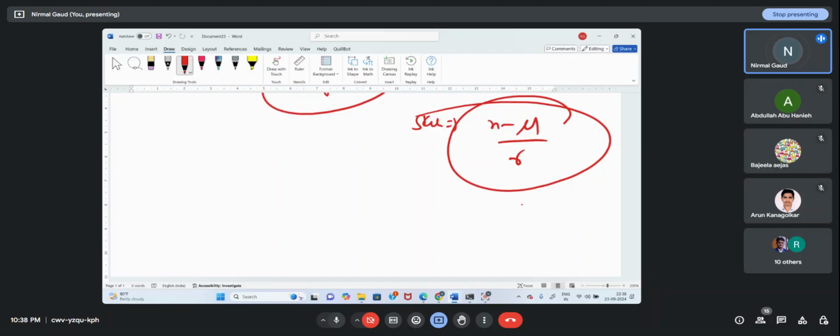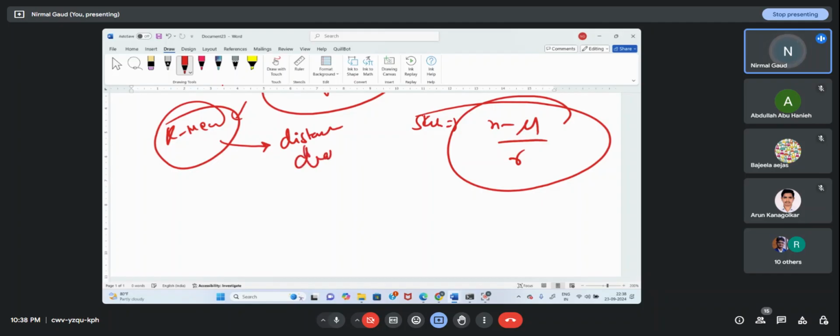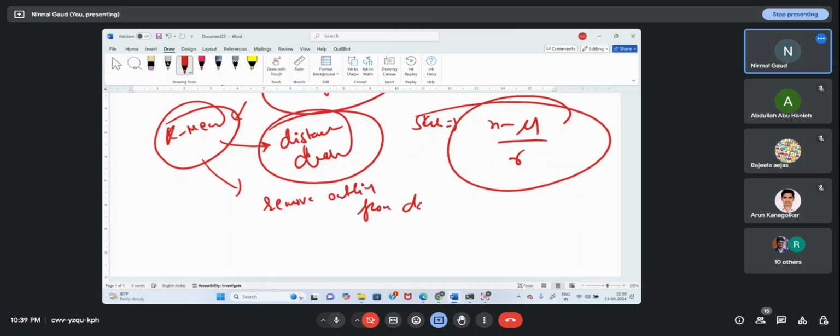Okay, one more thing I have to remember related to K means, which I applied. K means is an unsupervised clustering algorithm, and because it is a distance based algorithm, a few things are required. Remove outliers from data. This is required.